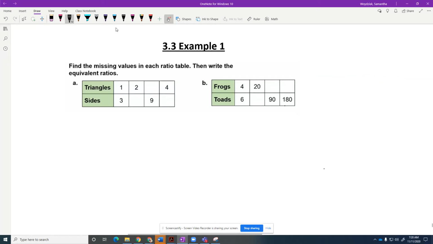All right, we're looking at 3.3 example 1. It says find the missing values in each ratio table, then write the equivalent ratios. When we see ratio tables, we will either be working with repeated addition or multiplication depending on the table.